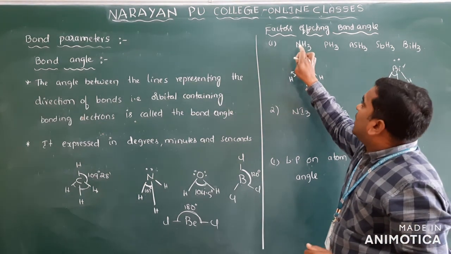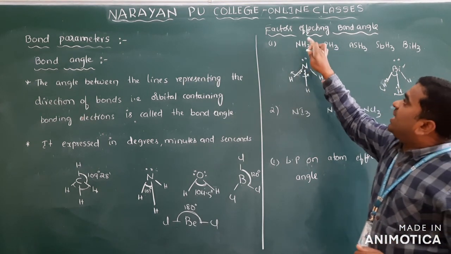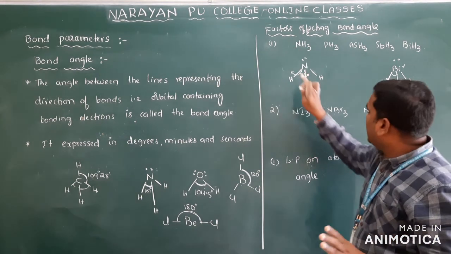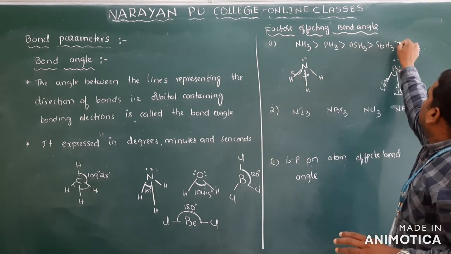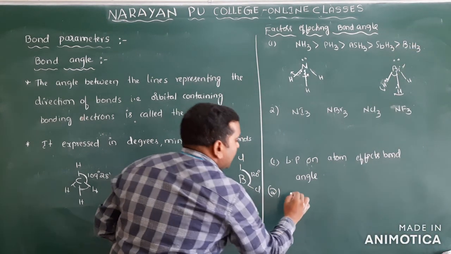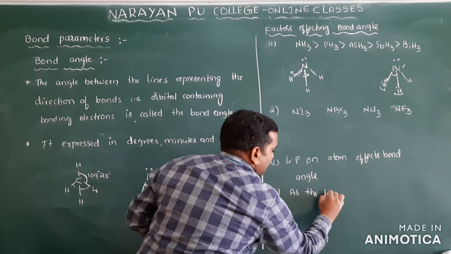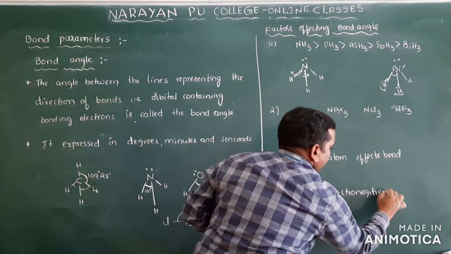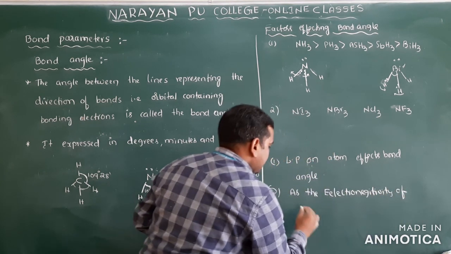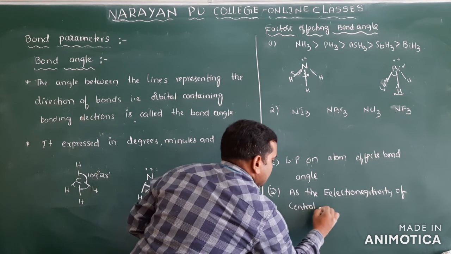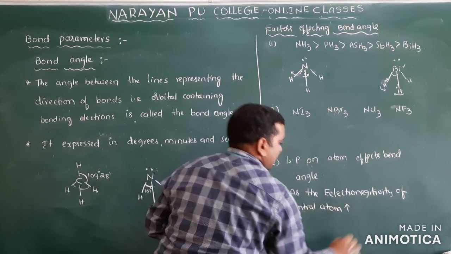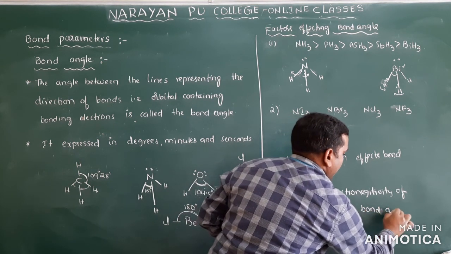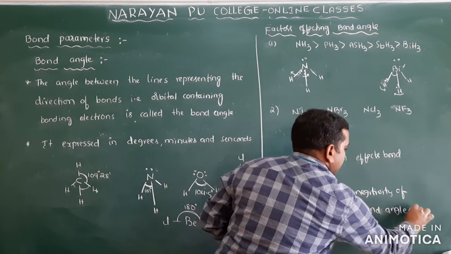Clear? As the electronegativity of the central atom increases, then bond angle also increases. Clear one? So what is the bond angle order here? This is the point you have to write here. Second one: as the electronegativity of the central atom increases, bond angle increases. That is the second one.